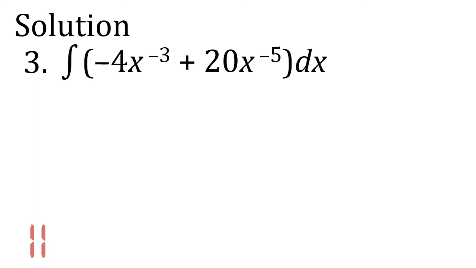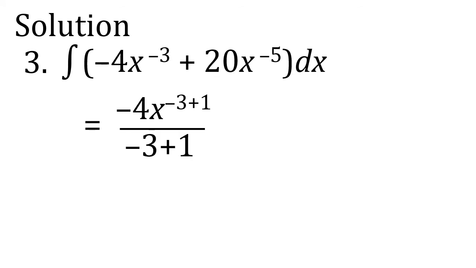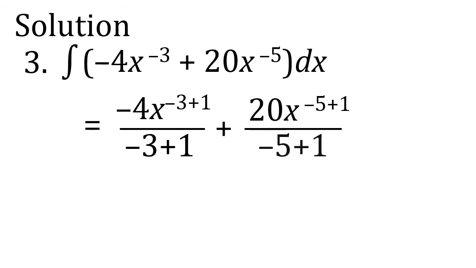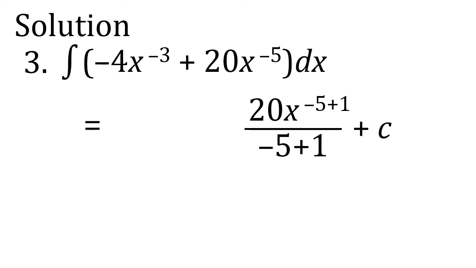You may pause the video if you need more time. Okay, let's see if we do the same thing. This will be equal to negative 4x to the negative 3 plus 1 over negative 3 plus 1 plus 20x to the negative 5 plus 1 over negative 5 plus 1 plus c.